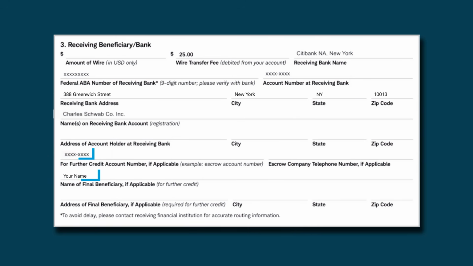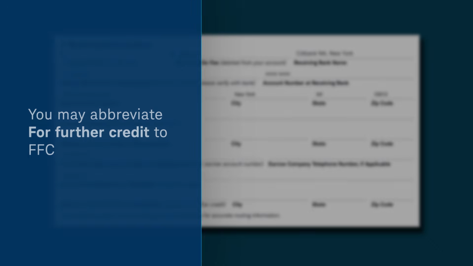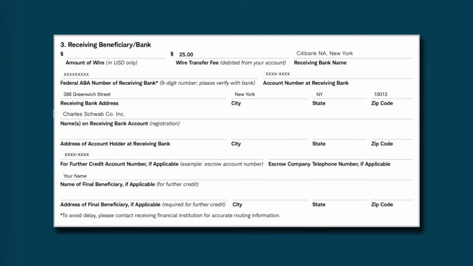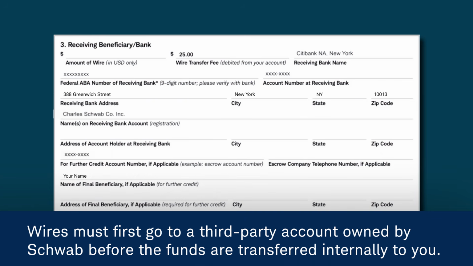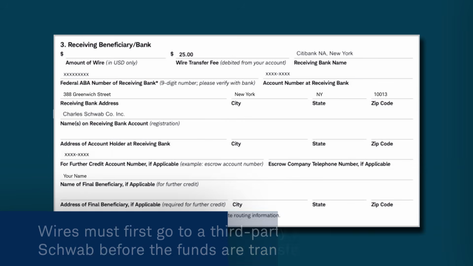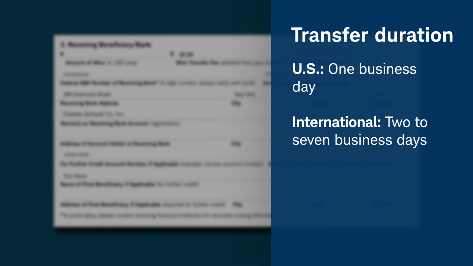If your institution doesn't provide enough space for that information on the form, you can abbreviate for further credit to as FFC. When Schwab receives the wire, we'll put the funds in your account. Keep in mind that wires must first go to a third-party account owned by Schwab before the funds are transferred internally to you. Within the U.S., wire transfers typically complete in 1 business day.